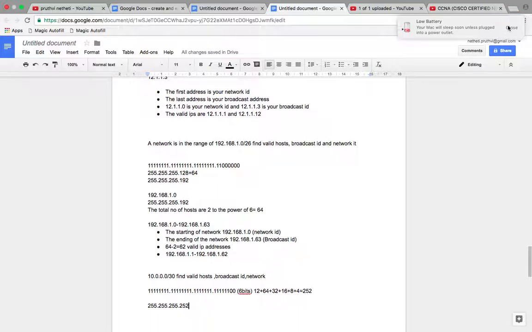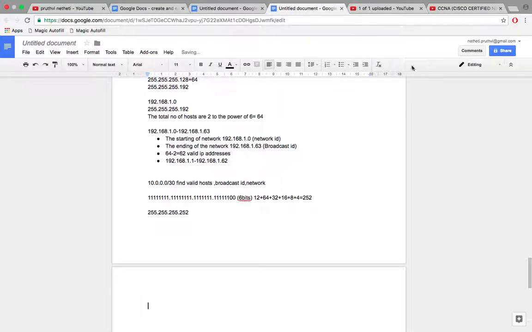Now let's see what happens. What is the starting of the network? How many hosts? Only 2 bits are left for hosts. So the possibilities are 2 to the power 2, which equals 4. So there are totally 4 possibilities for you. You have to subtract the broadcast ID as well as the network ID from this 4.